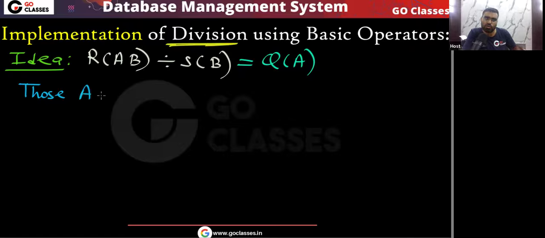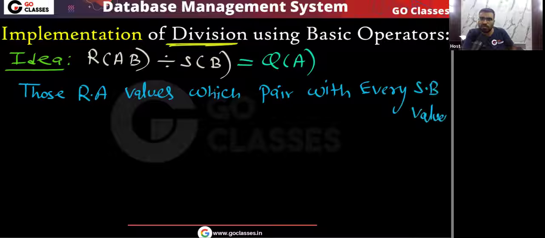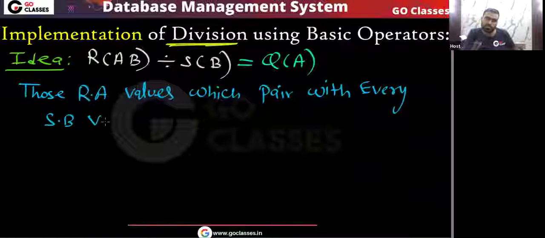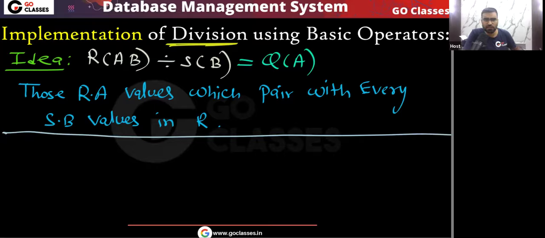I want all those R.A values which pair with every S.B value in R. Yes or no? Do you agree with me? Which pair with every S.B value in R. So this is what I want. If I want this, then what can I do? Just understand, this is the idea of what I will do.